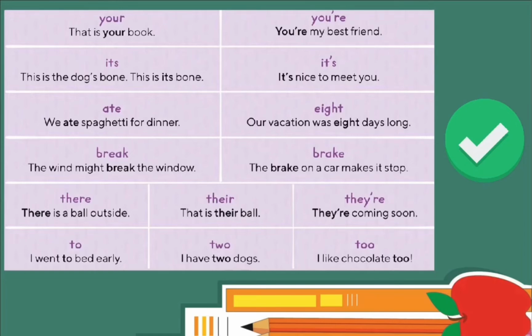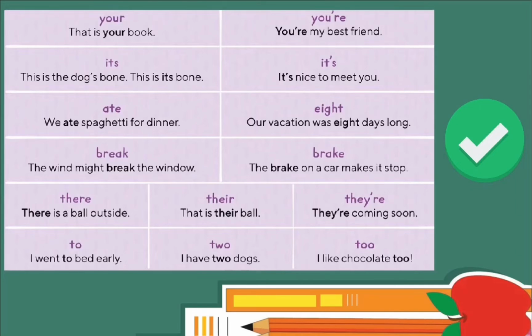There, and their. There is a ball outside. We are talking about a place or position. Their, that is their ball. This means that the ball belongs to them. They're, they're coming soon. This also works as a contraction of they are.